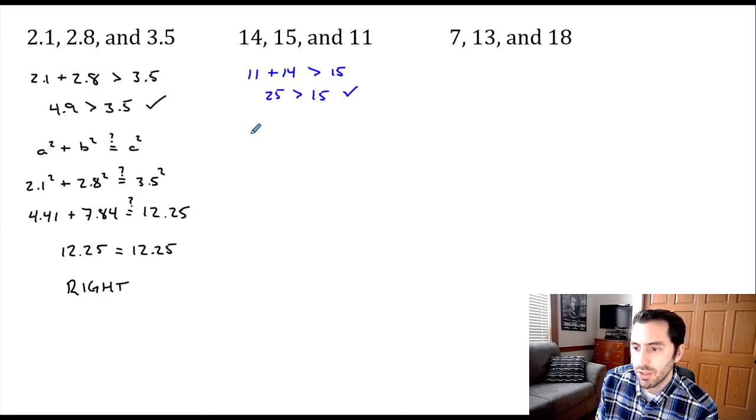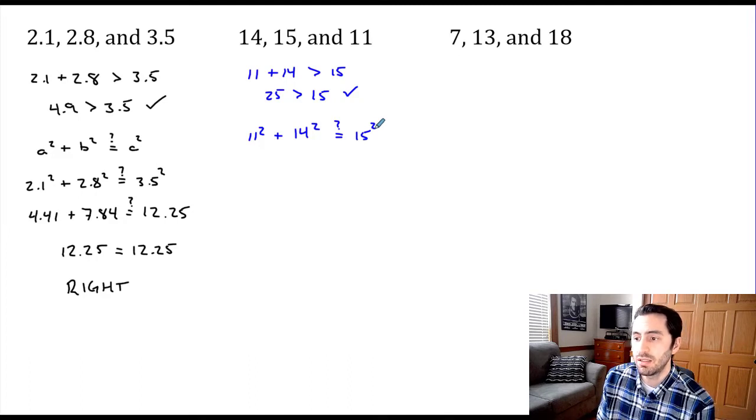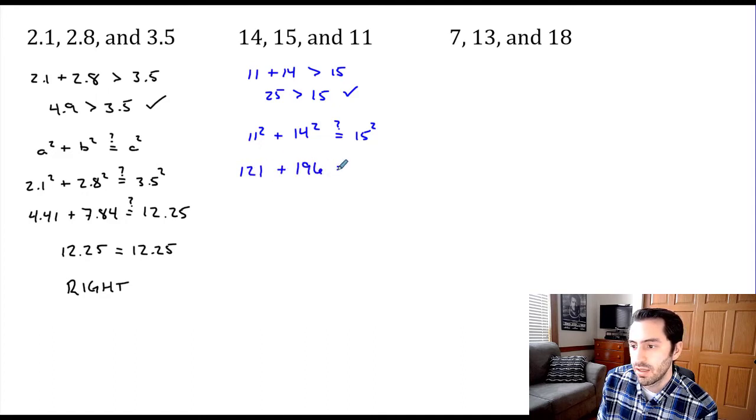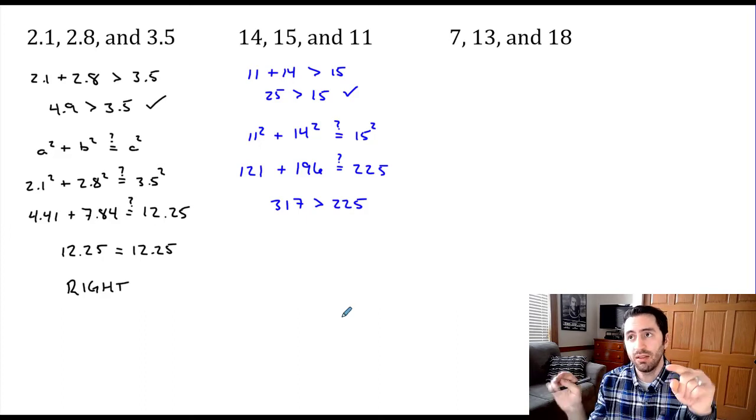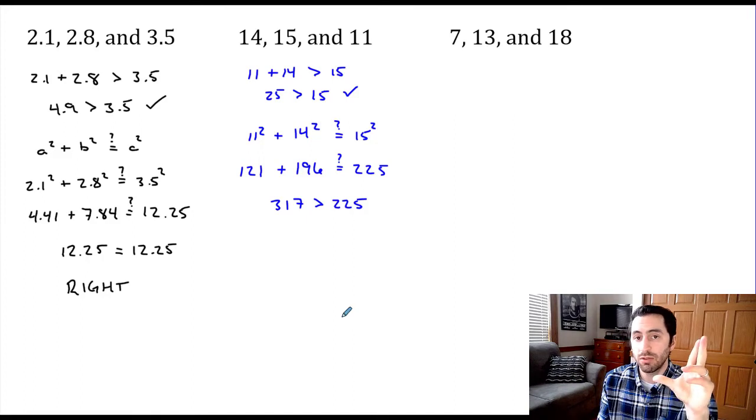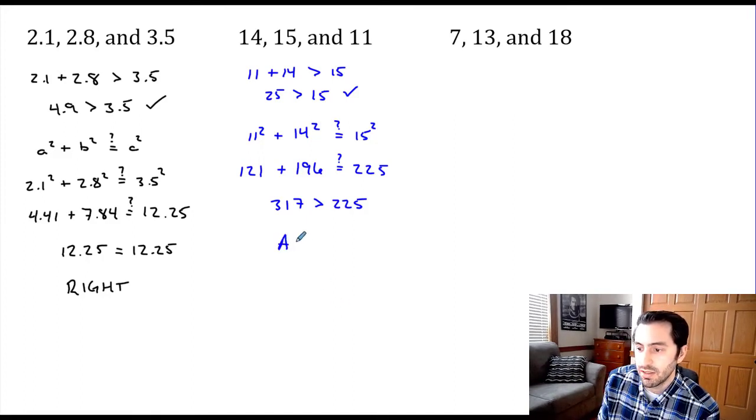Now plugging this into our equation, we're going to end up with 11 squared plus 14 squared, and then we're going to compare that to 15 squared because 15 is the biggest side. So 11 squared is 121, 14 squared is 196, and on the other side, 15 squared is 225. Now on the left-hand side, adding these together, we get 317, which is much bigger, so I'm going to write greater than 225. So what we end up with here is that our hypotenuse is smaller than our other two sides added together. That means the hypotenuse is shrinking, which means the angle across from it also has to get smaller. So that means this is an acute triangle.